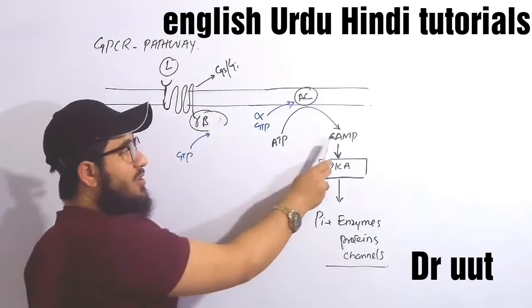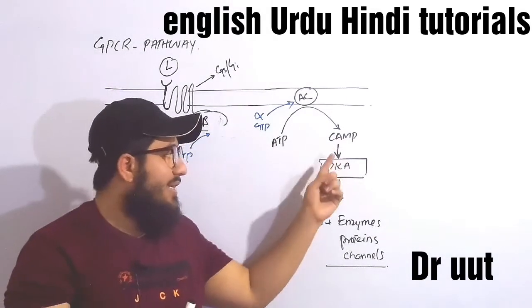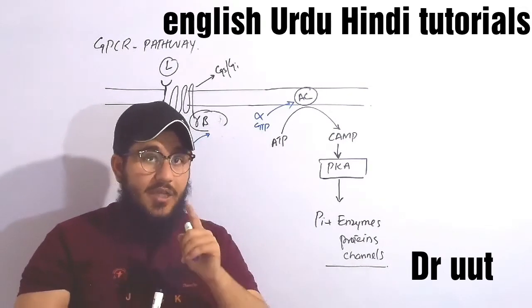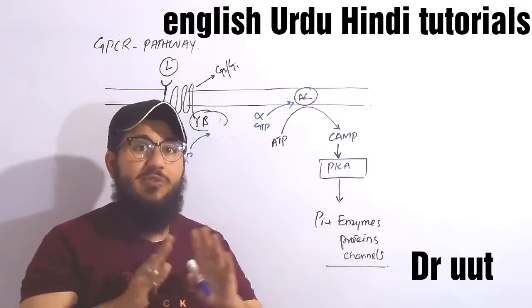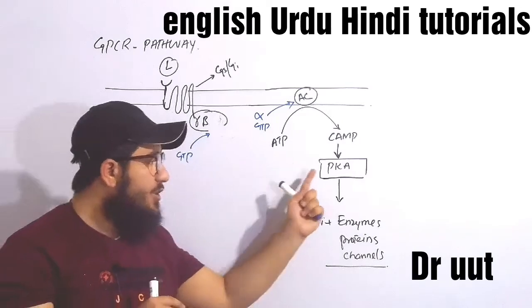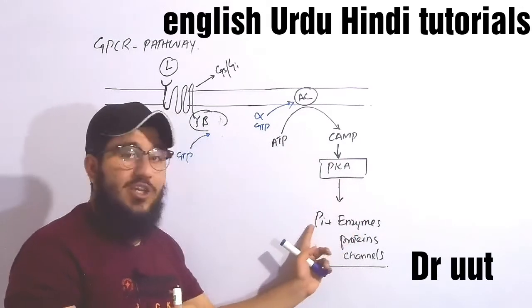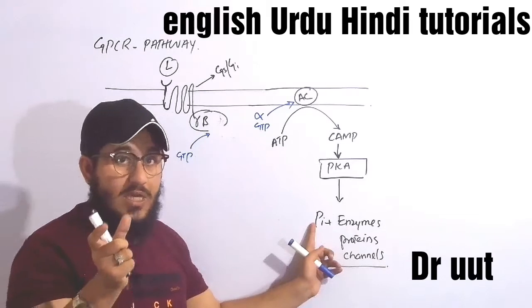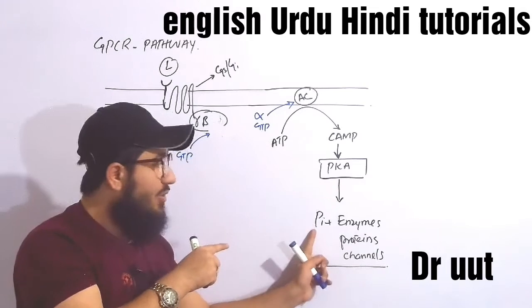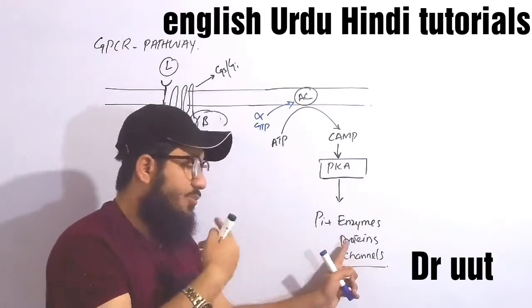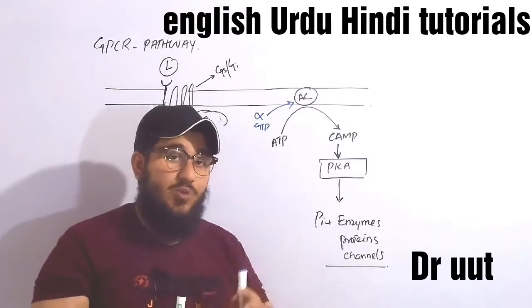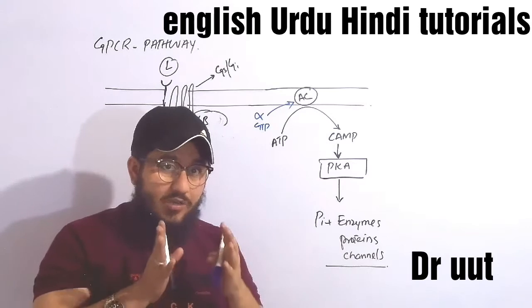Now this cyclic AMP has a very interesting job. It will activate protein kinase A. Whenever you hear the term kinase, kinase is responsible for phosphorylation. So you must remember that kinase is doing phosphorylation. Here, this protein kinase A will do the phosphorylation, which means it will add the phosphate to some other things. It will add this inorganic phosphate to some enzymes, some proteins, some channels. Now what will happen when the phosphate is added to these enzymes, proteins, and channels? This mechanism is called phosphorylation.